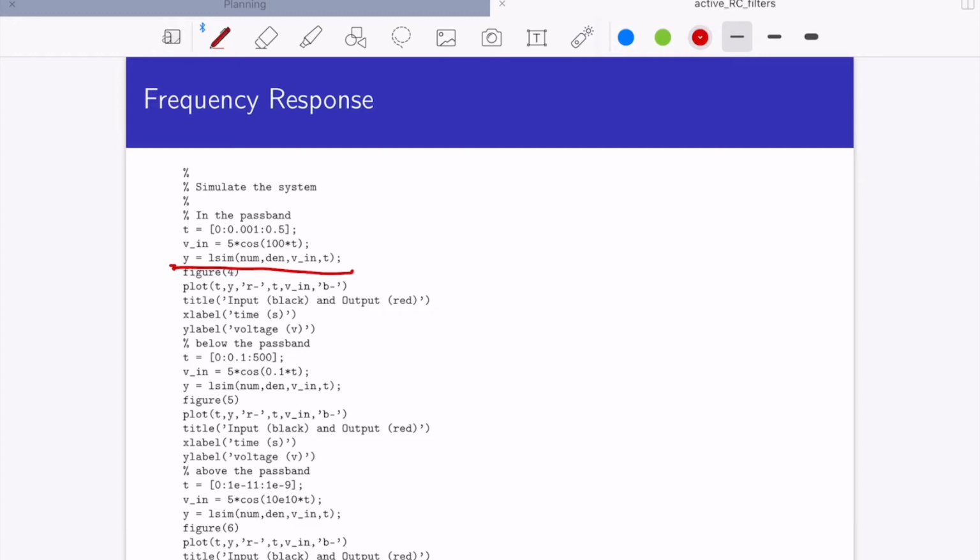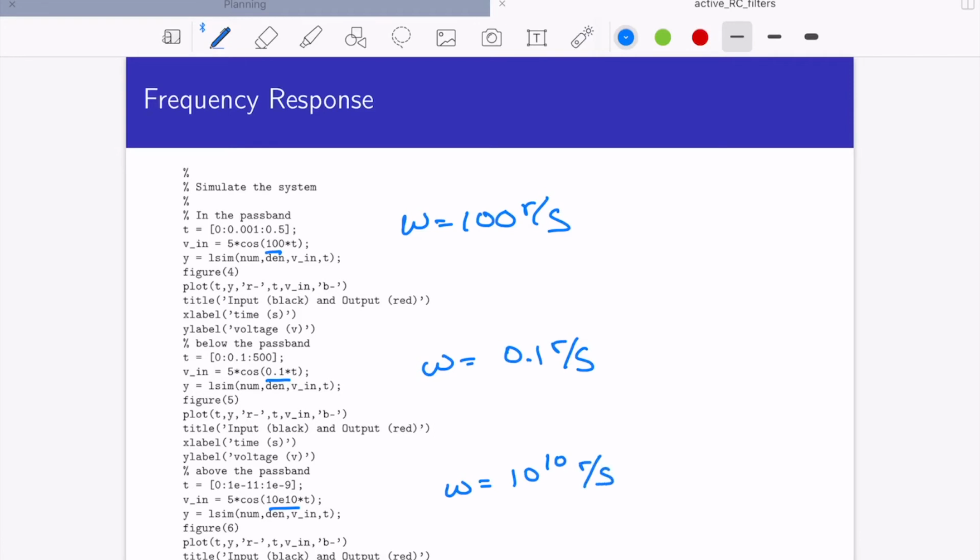situations. We're going to look at a frequency below the pass band. And so we can tell that right here. So here we had 100 radians per second. That's in the pass band. Below the pass band, I had 0.1 radians per second. And then the third one, I'm going to look at above the pass band, and I'm going to have omega equal to 10 to the 10th radians per second. Okay, so when I look at those in turn, this is what I see.